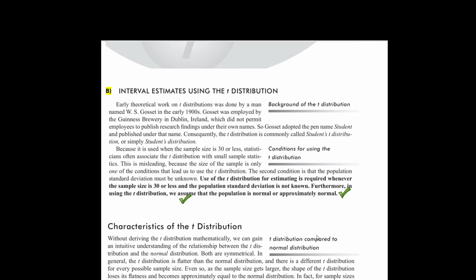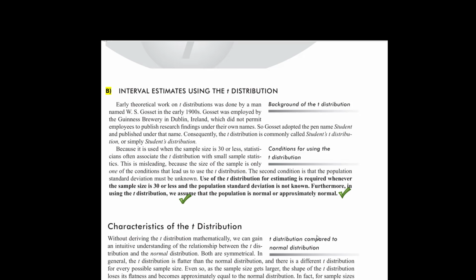Early theoretical work on the t-distribution was done by a man named W.S. Gosset in the early 1900s. Where he was employed, publication under one's own name was restricted, so he used a pen name called Student. That is why the t-distribution is commonly called Student's t-distribution or simply Student's distribution.